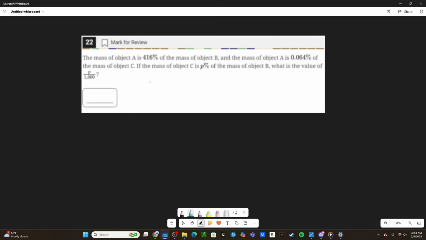So looking at question number 1, the wording is a little tricky, but when we understand it, it's actually very simple. So we have the mass of object A is 416% of the mass of object B. We want to think of it as an equal sign. So on the left side, we have the mass of object A, then we have "is" as the equal sign, and then 416% of the mass of object B. When we're going from a percent to a decimal, we divide by 100, so we get A equals 4.16 B, or you can say A is 4.16 times B.